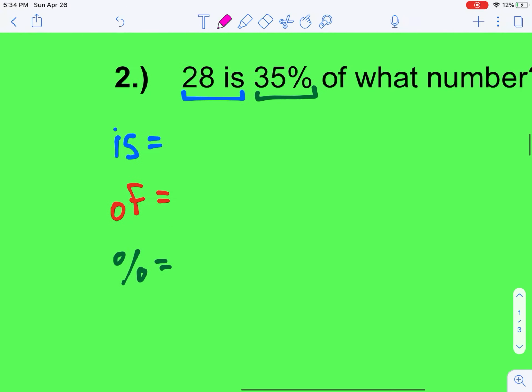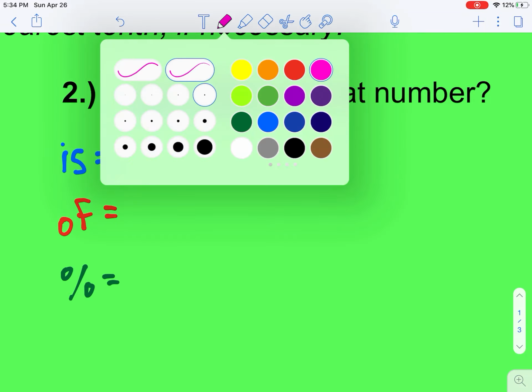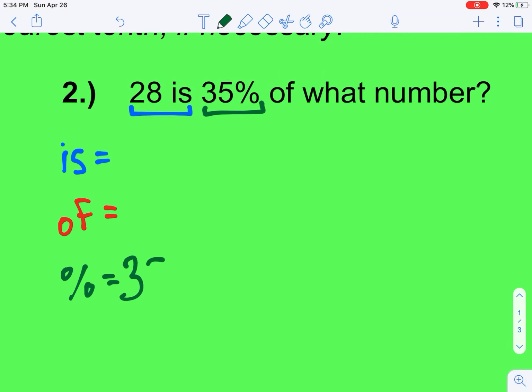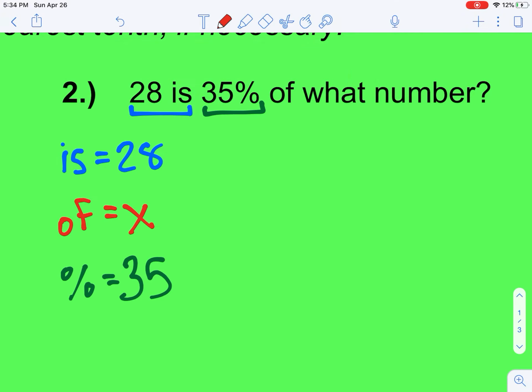All right, last problem. 28 is 35% of what number? So I see my percent symbol right away, so I'm going to plug that in for 35. My problem starts with is 28, so the is equals 28, and I don't know what my of is. I'm missing my whole, so that's going to be my x. Just as we've done the rest of the lesson, we're going to set up our proportion by putting 100 in the bottom right-hand corner and the percent above it, which is 35.